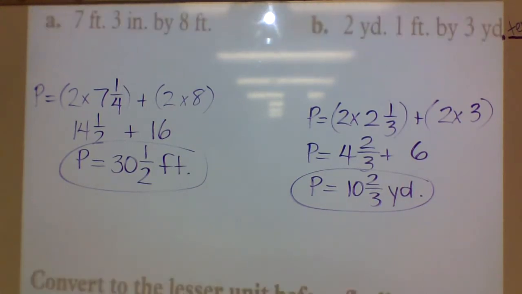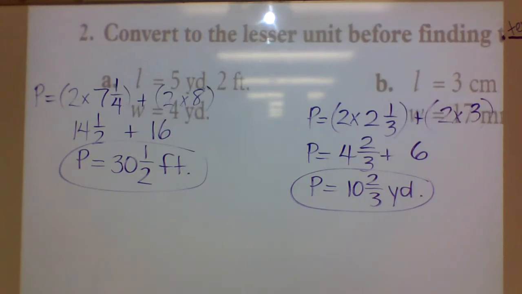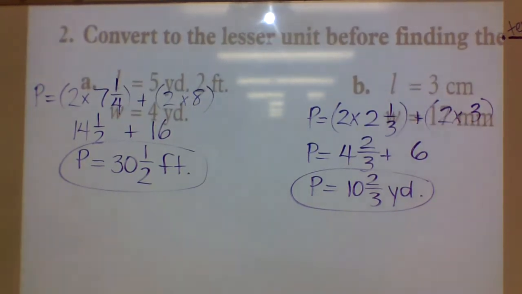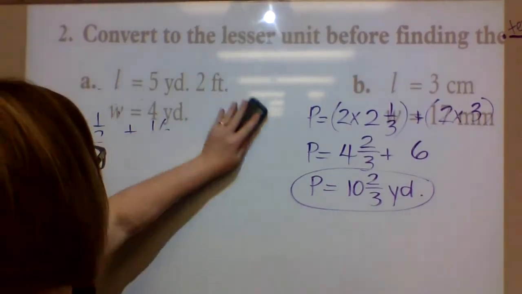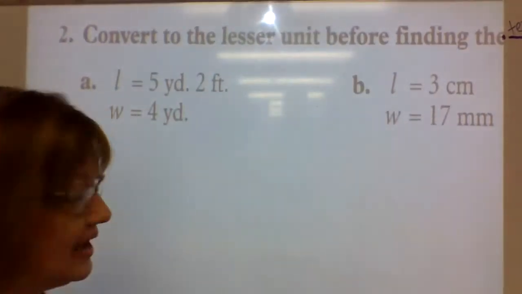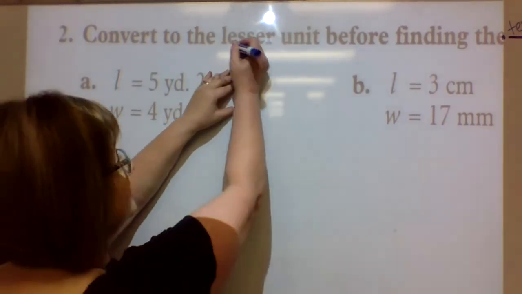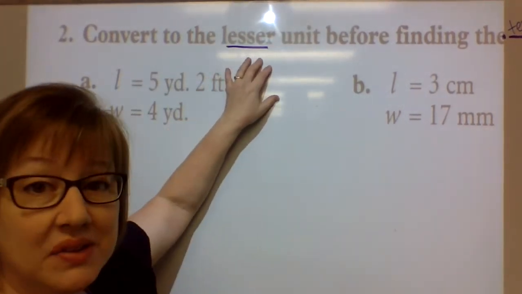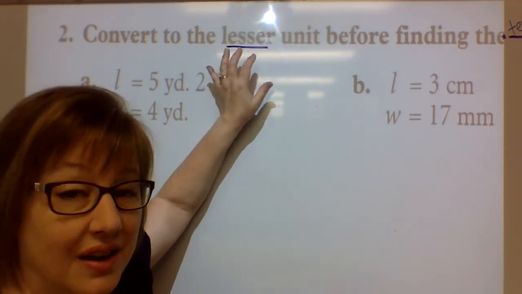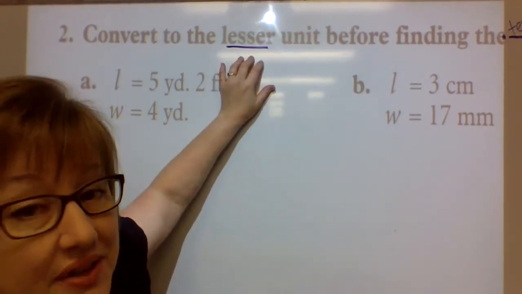C. Okay, let's go down to section 2. This time I'm going to leave you with 2 to do. I'll do this first one with you. Okay, this time the instructions say convert to the lesser unit. Sometimes they let you have your choice, but sometimes they don't. You got to be careful. You got to look and see what they want you to do. Always read directions. Okay, the lesser unit is the smaller one.